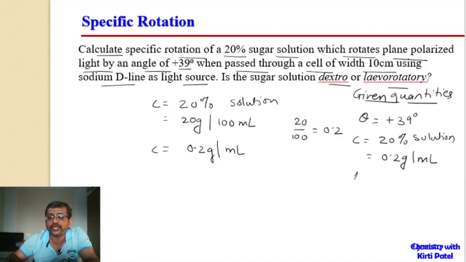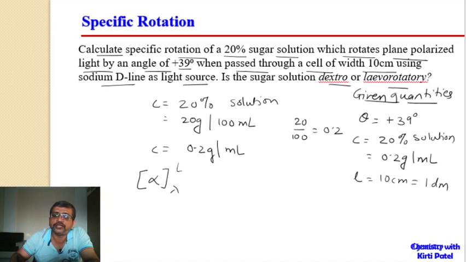Then we have L being given to us when passed through a cell of width 10 centimeter. So 10 centimeter, we want it in decimeters. 10 centimeter is equal to 1 decimeter. So this will be equal to 1 dm. So now we have all the required quantities. Our formula is alpha lambda t is equal to theta upon L into C. This carries 1 mark just writing formula.